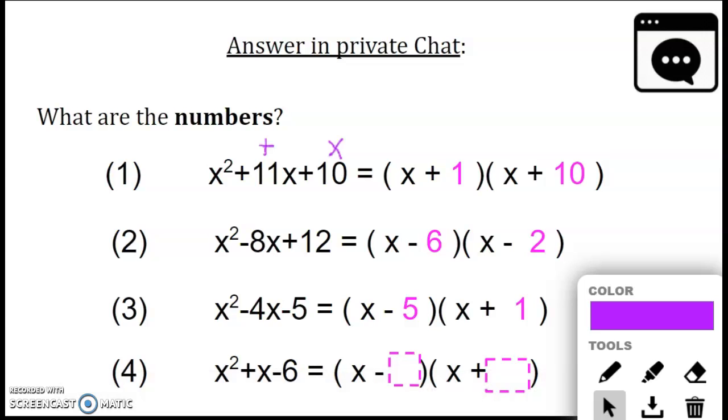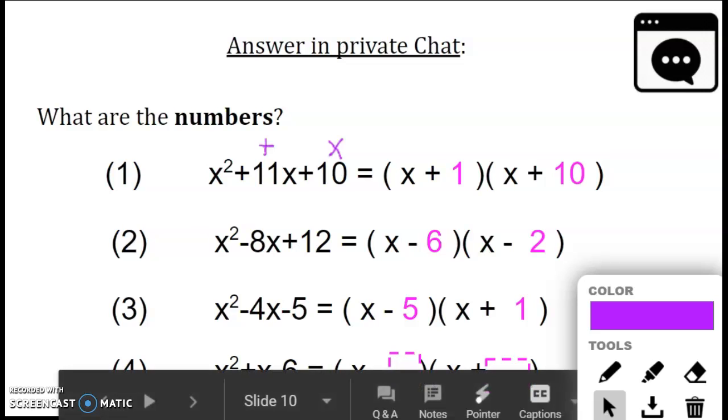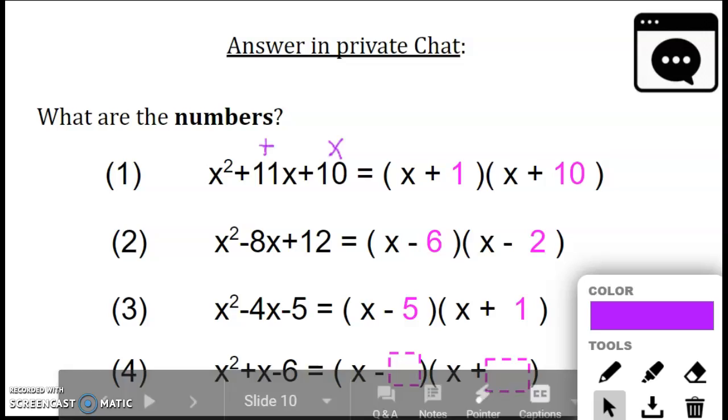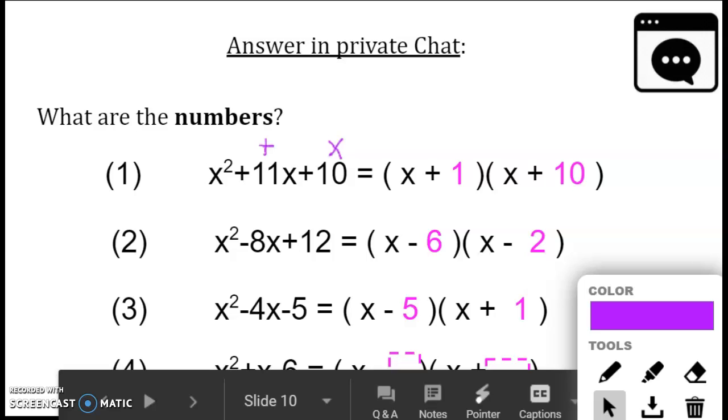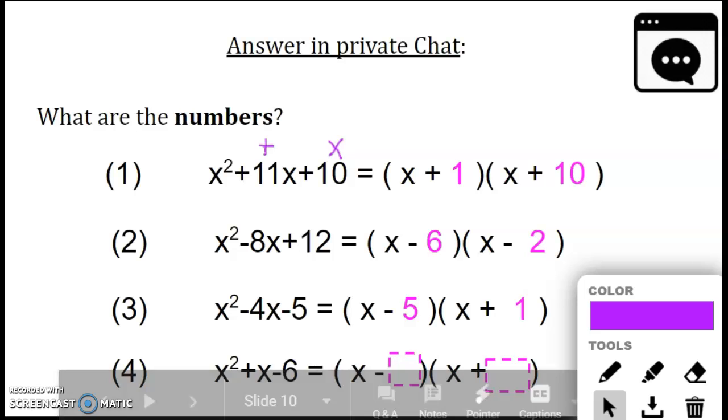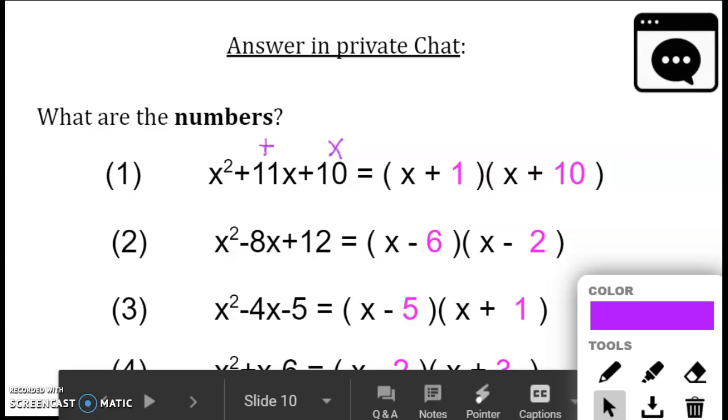And then the last question, x squared plus x minus 6. We need numbers that multiply to negative 6, but add to positive 1. Remember, if there is no number in front of the variable, the default is 1. So what are the two numbers that multiply to negative 6, but when you add them together, give positive 1? One has to be positive, one has to be negative, doesn't it? Because we have to get a negative number as the product. So we're looking for the difference to be positive 1. So it has to be positive 3 and negative 2.